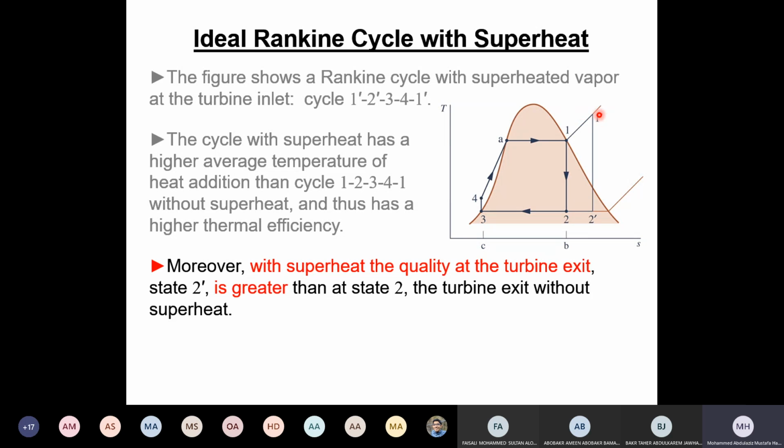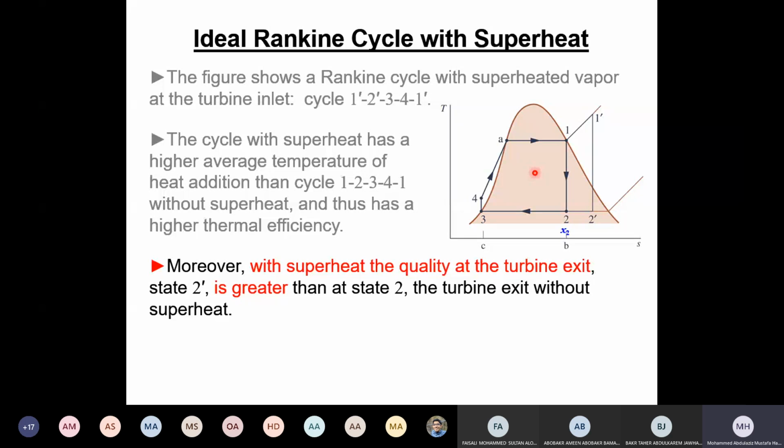So now we have seen 3 ways of improving the performance. It is reducing the pressure of the condenser, increasing the boiler temperature and pressure, and having superheat here to increase the temperature at this point. But every one has an advantage, disadvantage, and limitation. So our way now is we need to develop a cycle that will take the advantages and avoid the disadvantage and limitation.